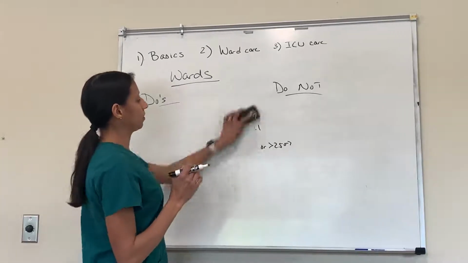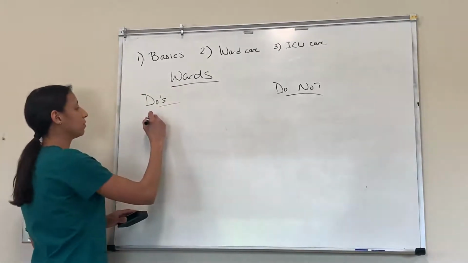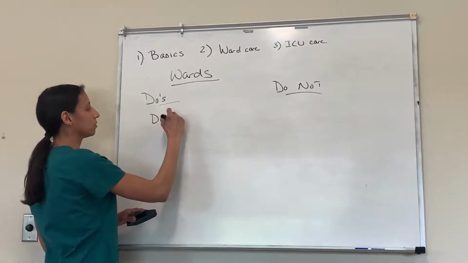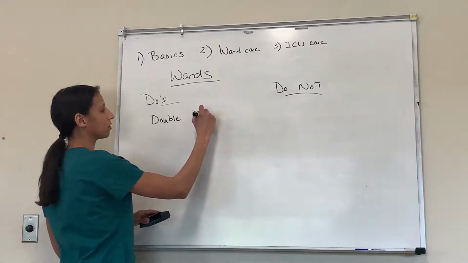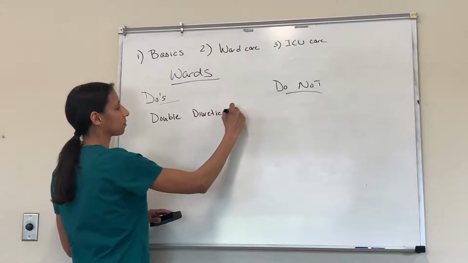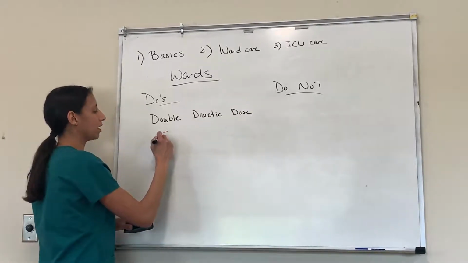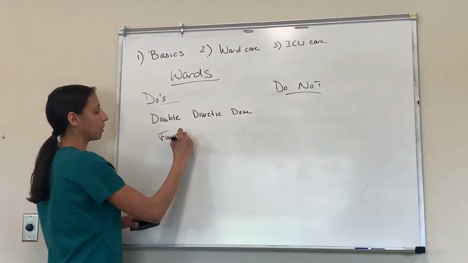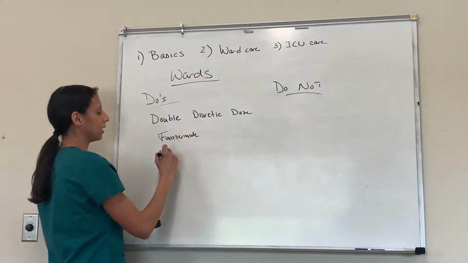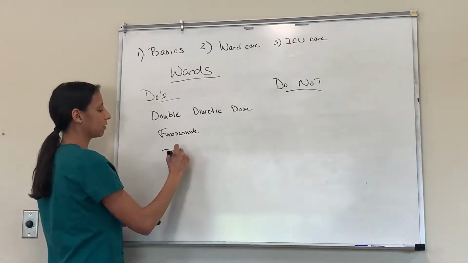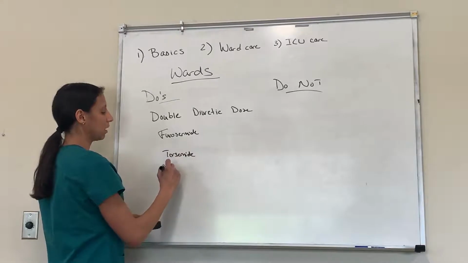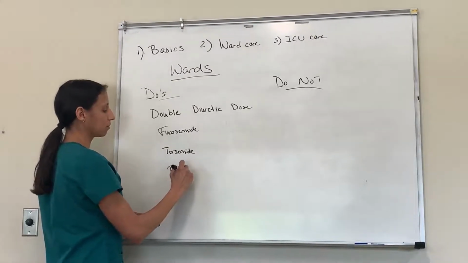So other do's. Please do double their outpatient diuretic dose. You have three diuretic options for the most part. You have furosemide or Lasix, torsemide, and then bumetanide or Bumex.